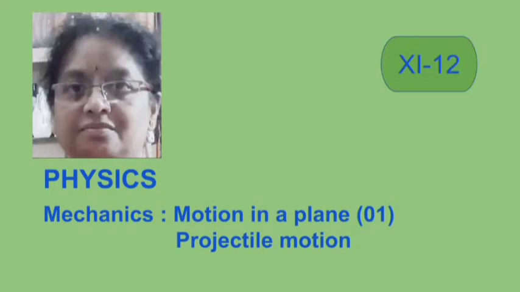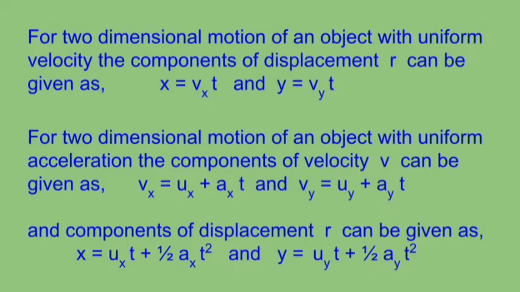Students, today our topic is motion in a plane, that is, motion in two dimensions. When an object moves in a plane with uniform velocity, it actually moves along a straight line, and the motion of the body can be described by two rectangular coordinates. Two-dimensional motion of an object with uniform velocity is a combination of two one-dimensional uniform motions along perpendicular directions.